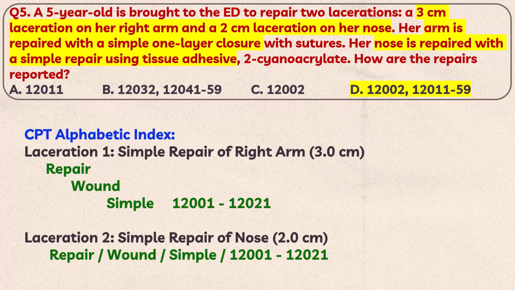Some people might say answer C because the second simple repair using the tissue adhesive may not be billed. Yes, some payers do not pay for this repair using tissue adhesive, but for CPT coding you have to use the code, and for billing purposes only they may accept or may not accept. But for CPT coding you have to code both procedures.